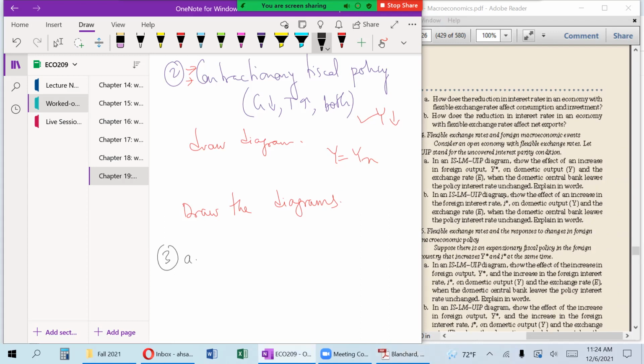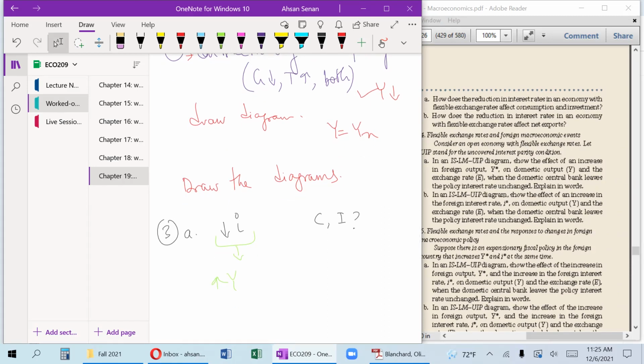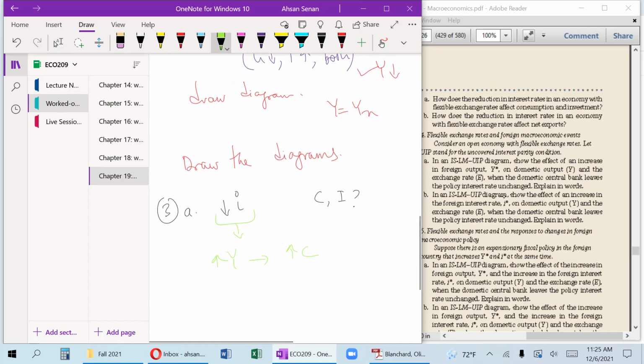3 part A. How does a reduction in interest rate in an economy with flexible exchange rate affect consumption and investment? Okay, so we have an open economy. We have a scenario where interest rate is falling. Our question is what will happen to consumption and investment? This is fairly simple. I'm sure you guys can all figure it out. When I falls, we know that Y is going to go up, right? Y going up means what? Income is going up. If income goes up, consumption will go up. That's the first part. So that's C done.